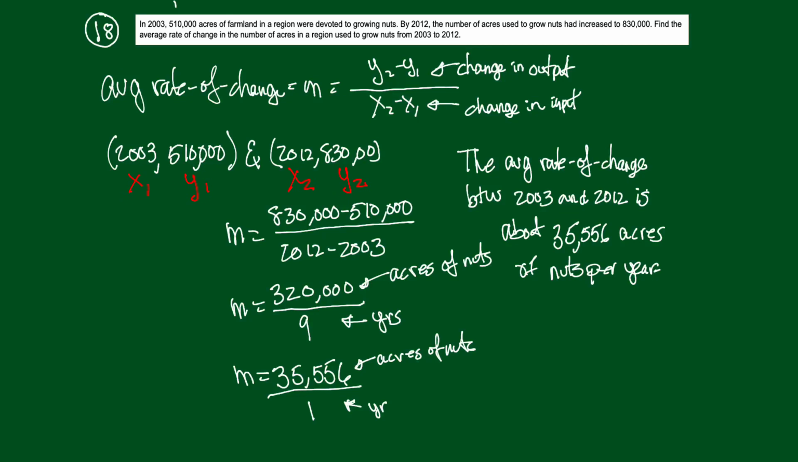So I'll write an actual interpretation here. I'm just going to say what they're asking me. It says find the average rate of change of the number of acres from 2003 to 2012. So I will say the average rate of change between 2003 and 2012 is about, and I'm going to say about because I rounded off a bit, 35,556 acres of nuts per year.